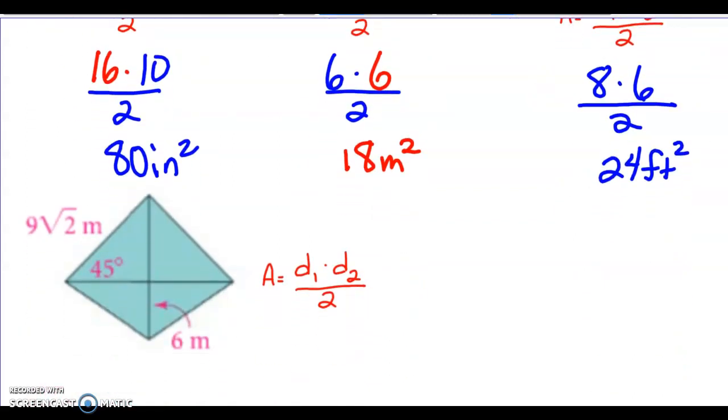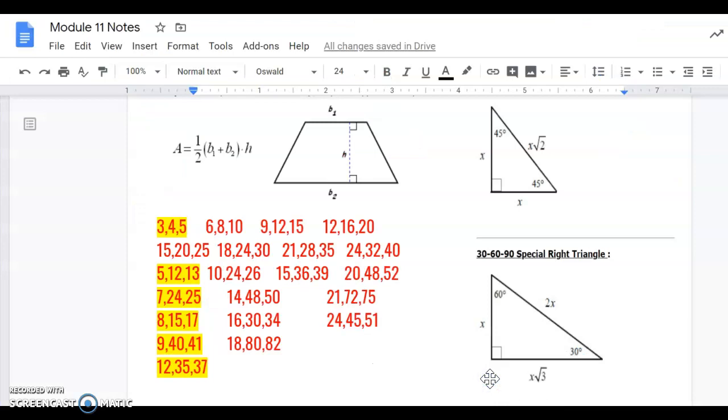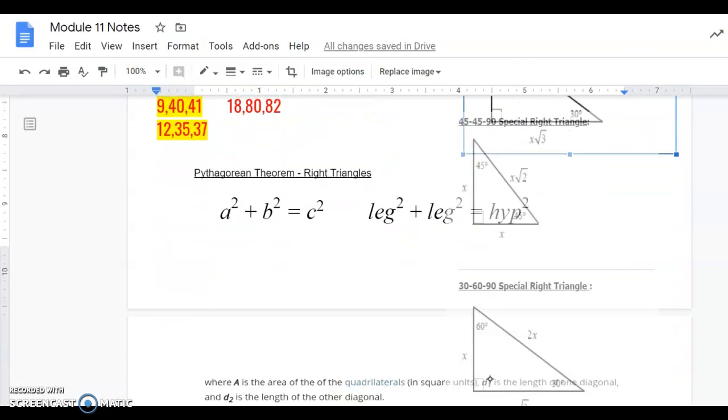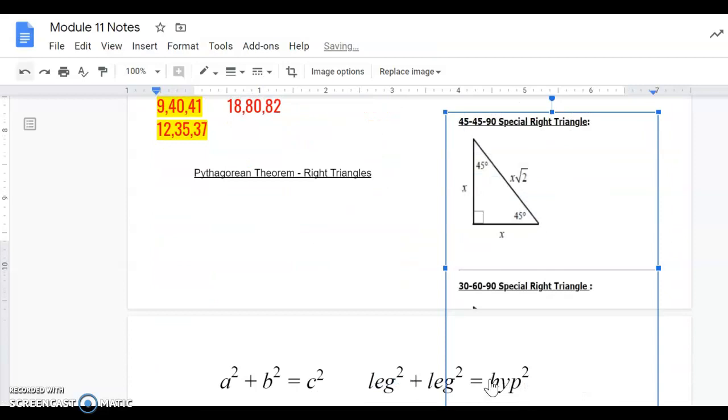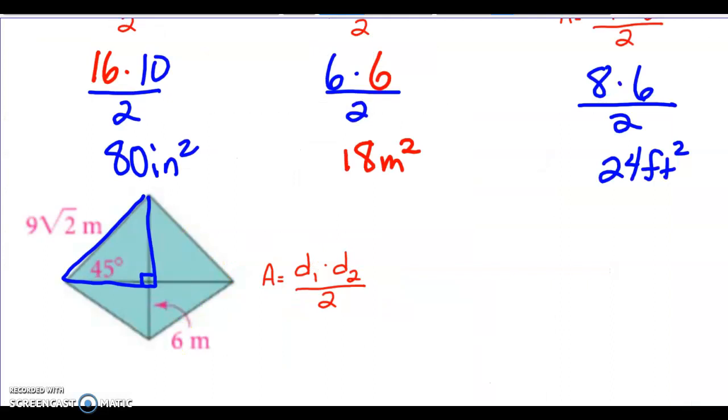Okay. All right, so once again, I see a 45, 45, and once again, this would be a 90, okay, because it's a kite. So we're using our 45, 45, 90 rules. And again, if you don't remember what they are, go back to your Module 11 notes. Here is my example, right? Okay, so right now, across from the 90 is 9 square root 2, so that would be my hypotenuse. So that means my 2 legs are going to be 9s.